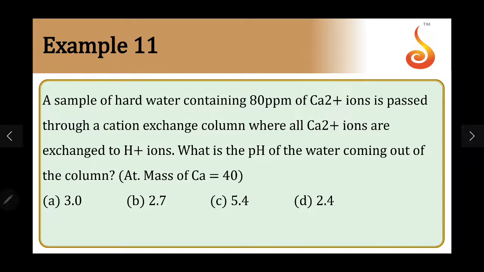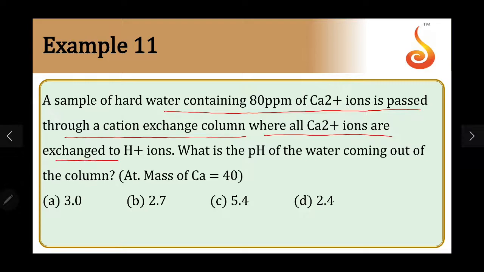A sample of hot water containing 80 ppm of calcium ion is passed through a cation exchange column where all calcium ions are exchanged to H plus ions. So what is the pH of water coming out of that particular column? Okay, so we're having calcium ions and 80 ppm is present. Those calcium ions are exchanged for H plus ions. Okay, so what is the pH of the solution? So to find pH means moles per liter, so I have to assume 1 liter of water has been passed through the column.